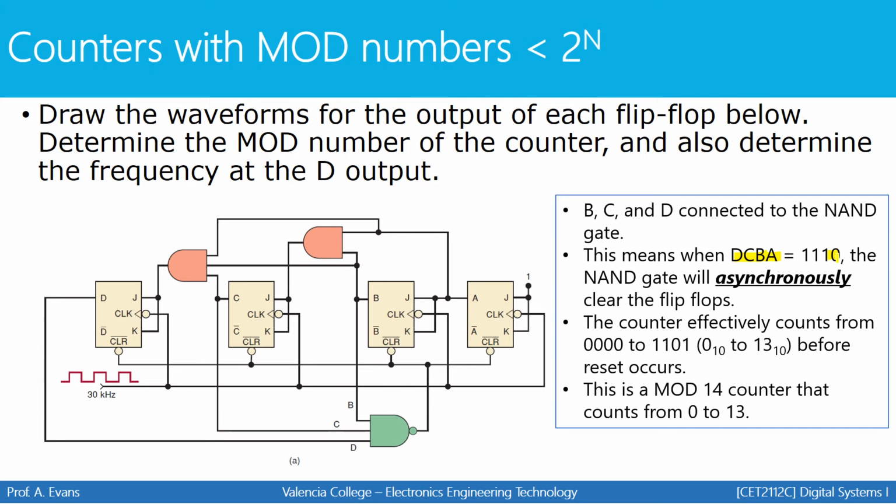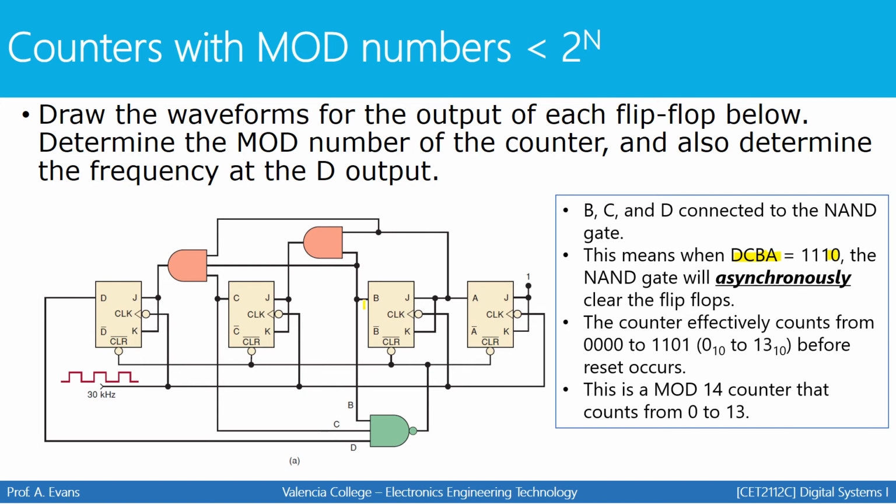So again, let's review. Mod number is number of states. If it counts from 0 to 13 and 0 counts as a state, that's 14 total states. But it doesn't count up to 14. The last state is 13, which is 1101 in binary. Once it gets to the next state after 13, the clear happens so fast, we don't count that as part of the mod number. That's not a state that counts. So it's a mod 14 counter that goes from 0 to 13 and then resets.